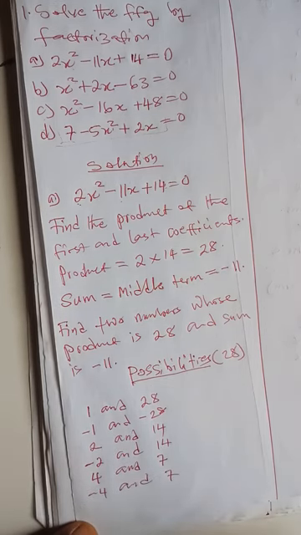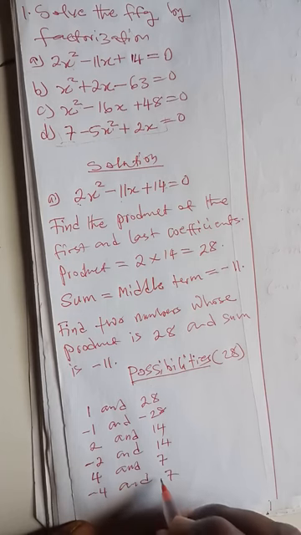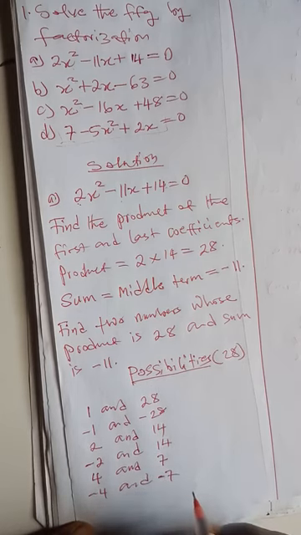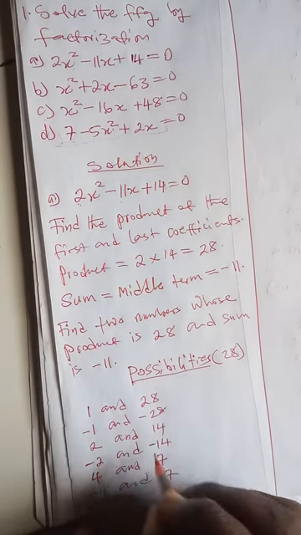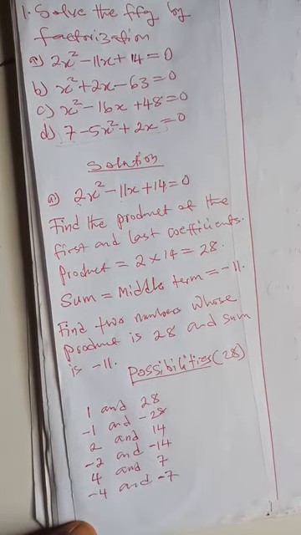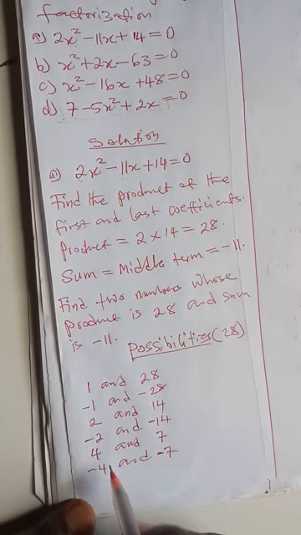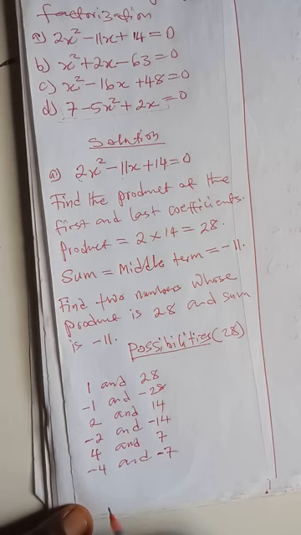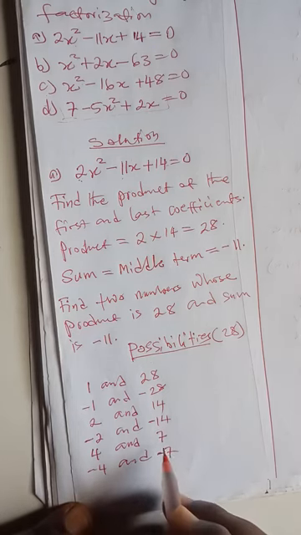Can you see that? Both have to be negative, right? All right. Next, I look at 5. 5 isn't a factor of 28. What about 6? No. 7? Yes, I've used 7.